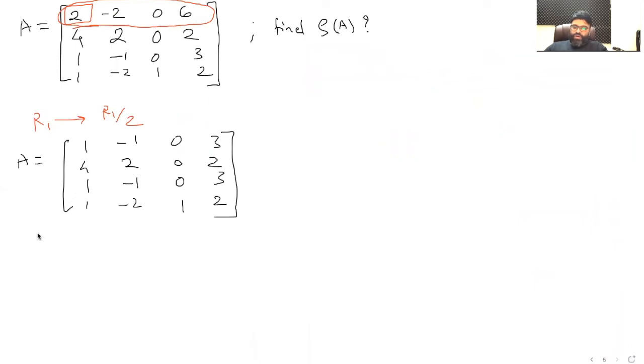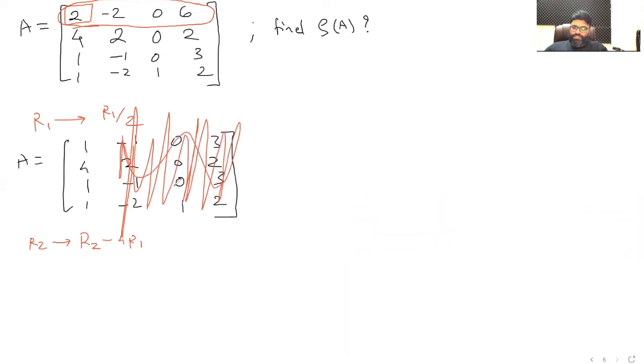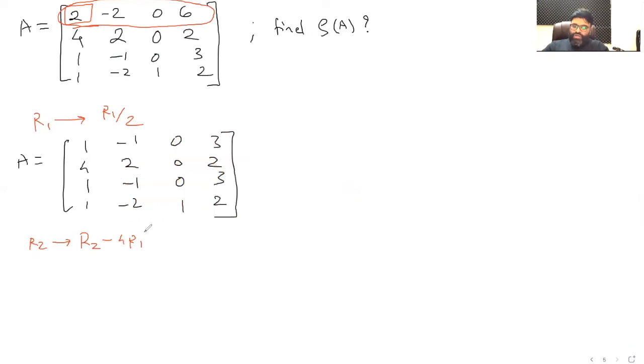You will do row 2 becoming row 2 minus 4 row 1. Don't look here at all. Don't look at this part of the matrix. Just try to make all these 3 zero. Okay. So row 2 is this, right? It becomes row 2 minus 4 times row 1. See, having value 1 always helps. I hope you can see.